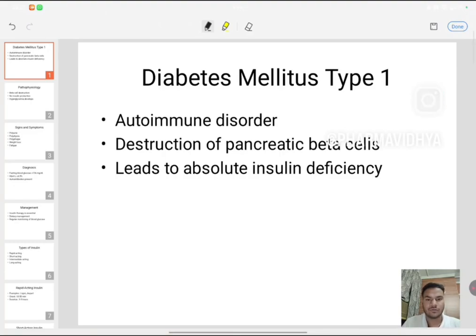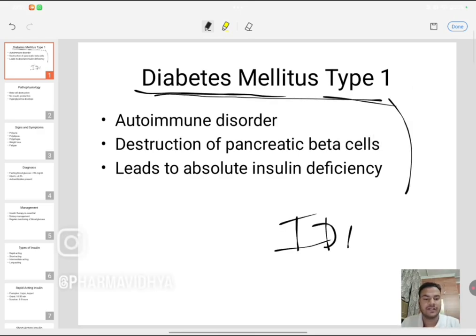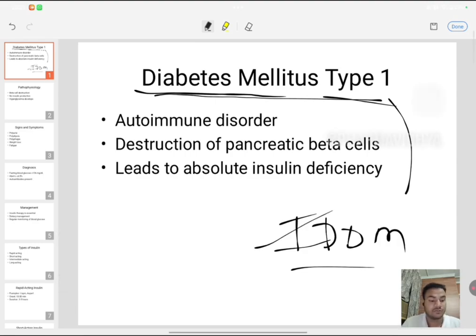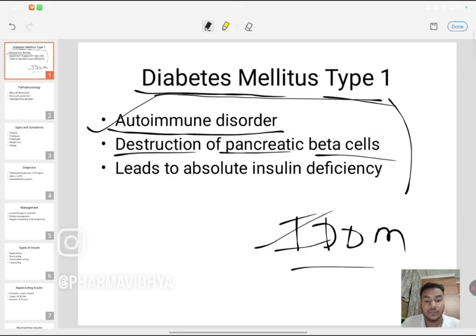Let's discuss the case of diabetes mellitus type 1. As we know, diabetes mellitus type 1 is also known as insulin dependent diabetes mellitus. Insulin dependent means it depends on the insulin concentration in the human body. It is an autoimmune disorder. Destruction of pancreatic beta cells happens in type 1 diabetes mellitus, which leads to absolute insulin deficiency. In this, there is a deficiency of insulin in the human body.